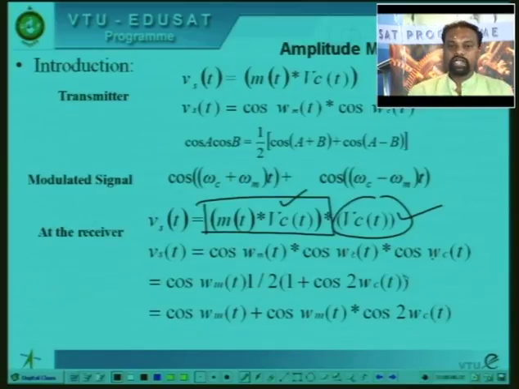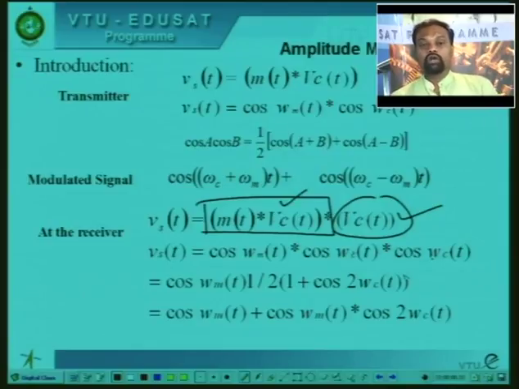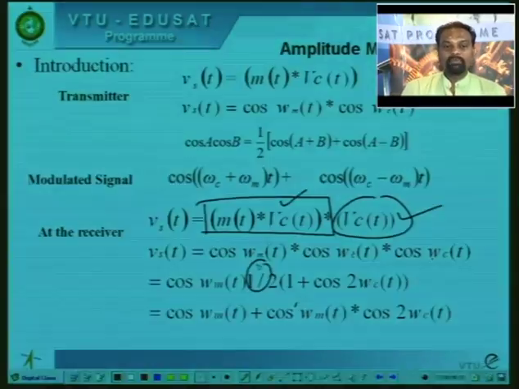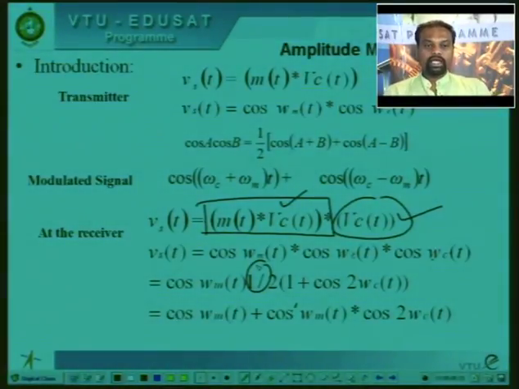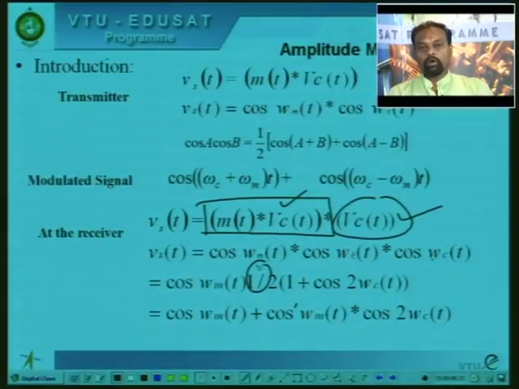Again it's a trigonometric function that we use there. Cos of omega ct into cos of omega ct is cos square omega ct. What is cos square omega ct? It is 1 plus cos of 2 omega ct by 2. So that's what we have done here. Now if we further expand this, it is cos of omega mt into cos of 2 omega ct, neglecting the 1 by 2 ratio, so it is cos of omega mt plus cos of omega mt into cos of 2 omega ct.